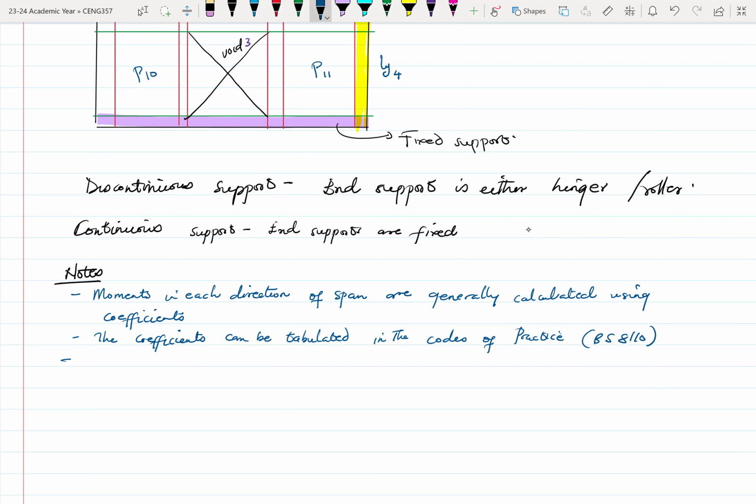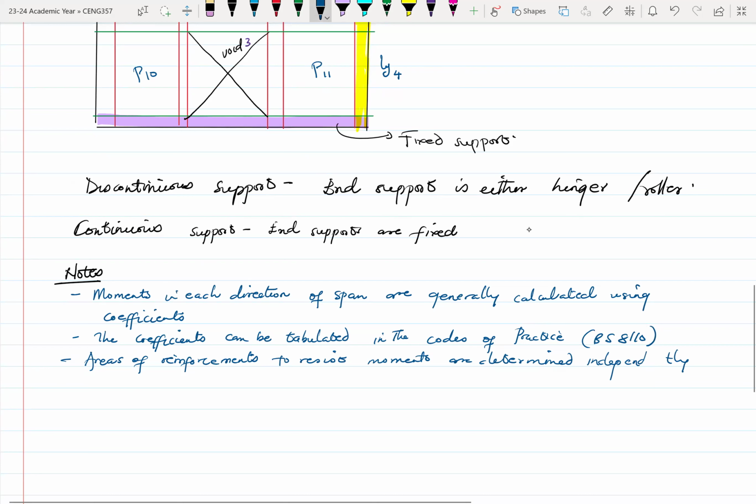Okay. The next note is that when you calculate the areas of reinforcement, we need to understand that because we have bending in two directions, we'll have two different moment components. Even at midspan, we have two directions. Over support, we also have two directions. All right. So the areas of reinforcement we calculate to resist the moments are determined independently for each direction of the span. Okay.